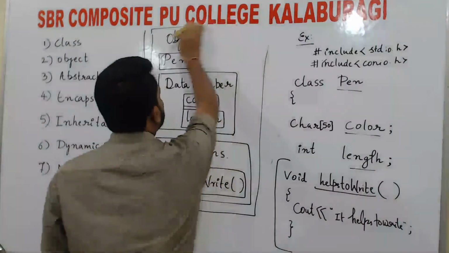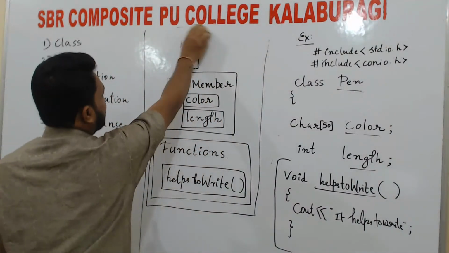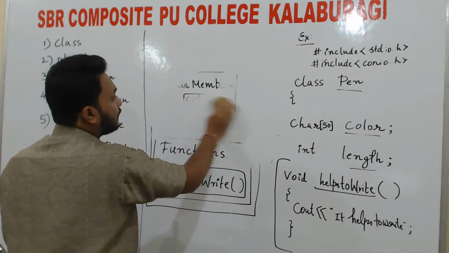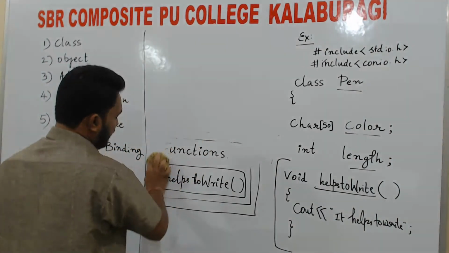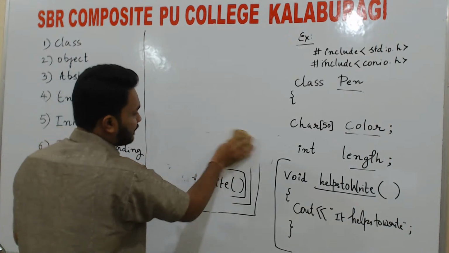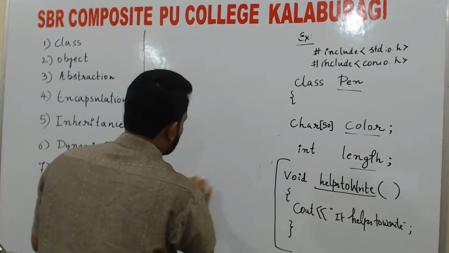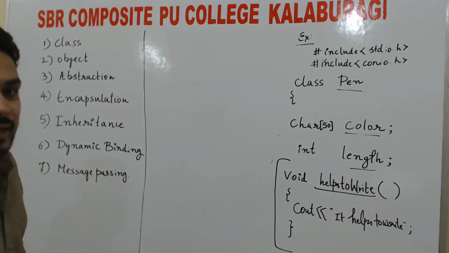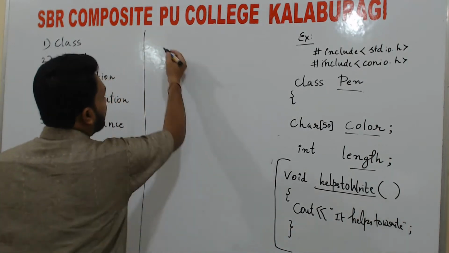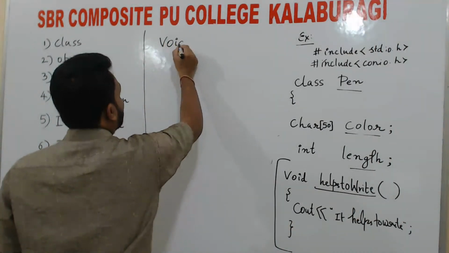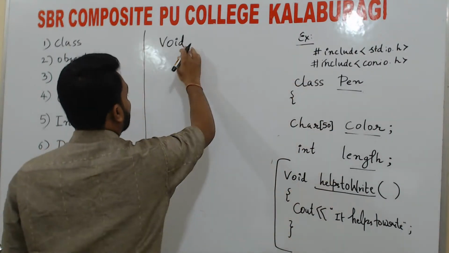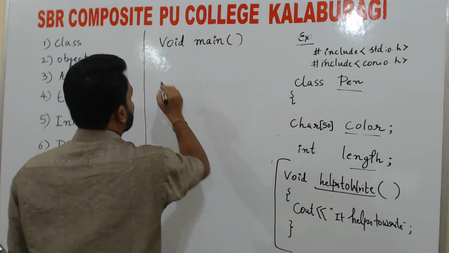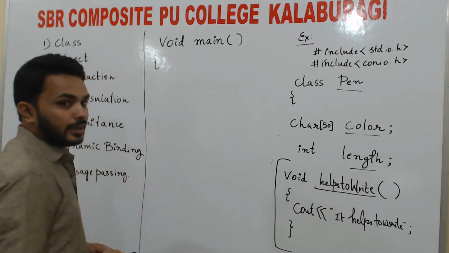Okay. So now to access the properties or a function, you need to create an object. How will you create an object? Simple, by taking a class name and a reference variable. So first, inside the main function, you need to create an object. So you will write void main, the continuation of this program. Void main is the main function. So inside the main function you are creating an object.